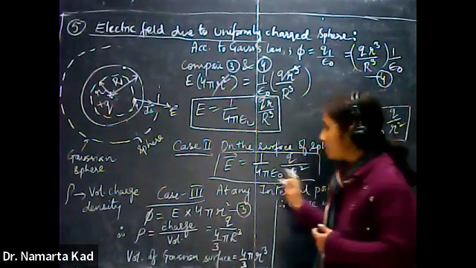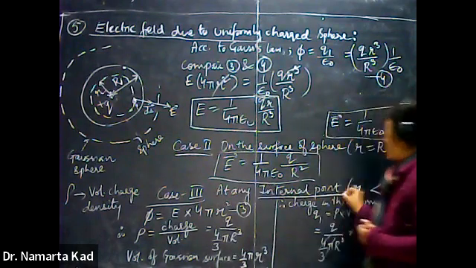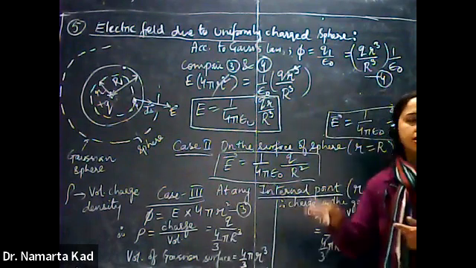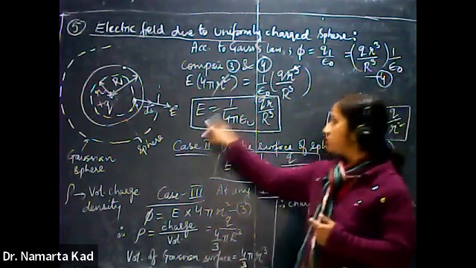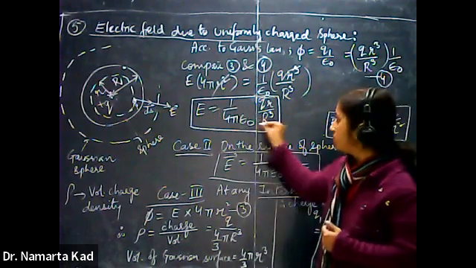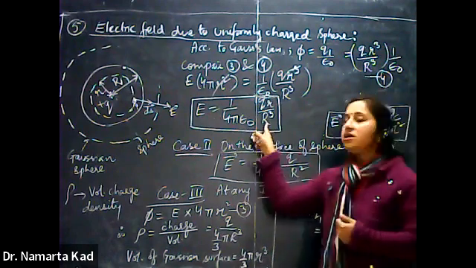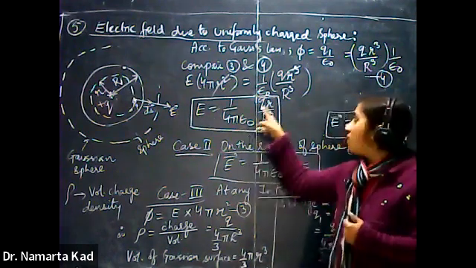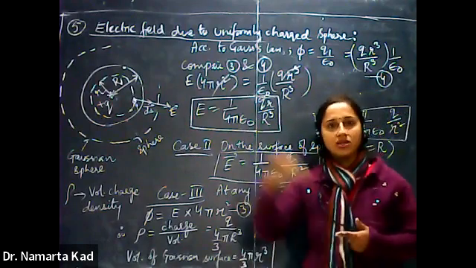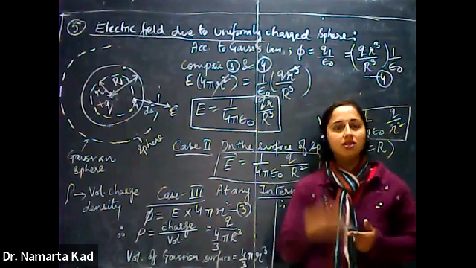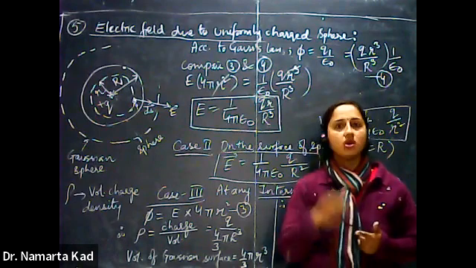And in the third case, we have considered any internal point, that is inside the sphere. And for that case, the final answer comes out to be E is equal to 1 by 4 pi epsilon naught Q r by R cube. Here capital R is the radius of the sphere and small r is the radius of the Gaussian surface everywhere. Whether it is case 1, case 2 or case 3, capital R is the radius of the sphere and small r is the radius of the Gaussian surface.